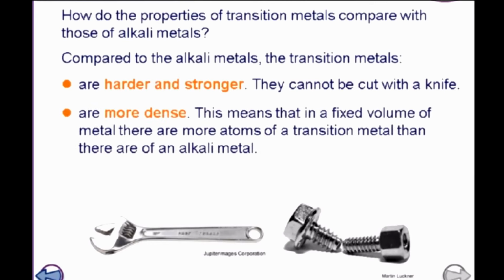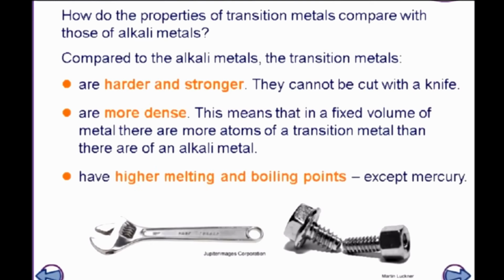They are more dense. This means in a fixed volume of metal, there are more atoms of transition metal than there are of an alkali metal. So most of the transition metals are very dense. What does that mean? They are also heavy. Next, they have very high melting and boiling points, except mercury.